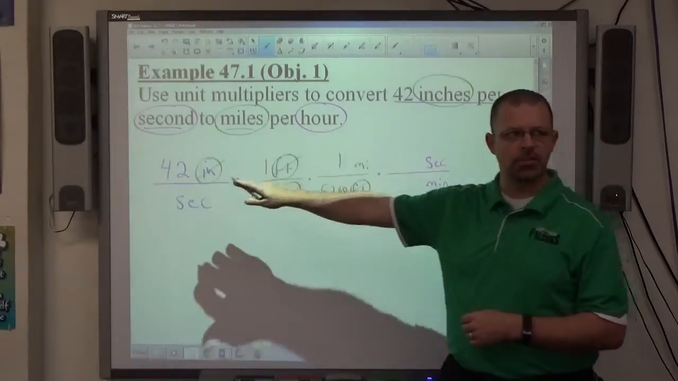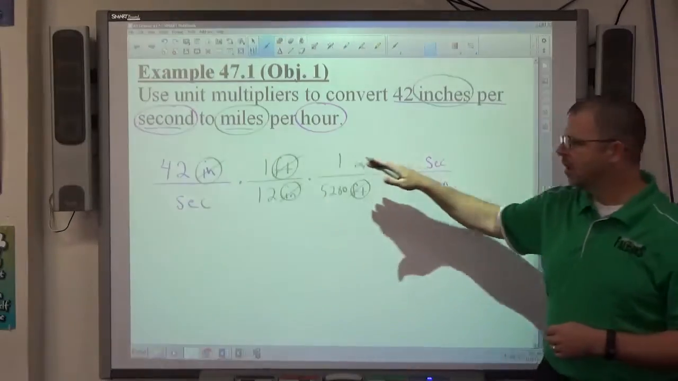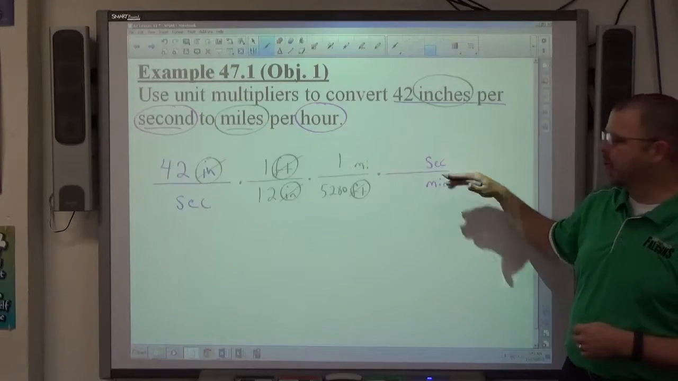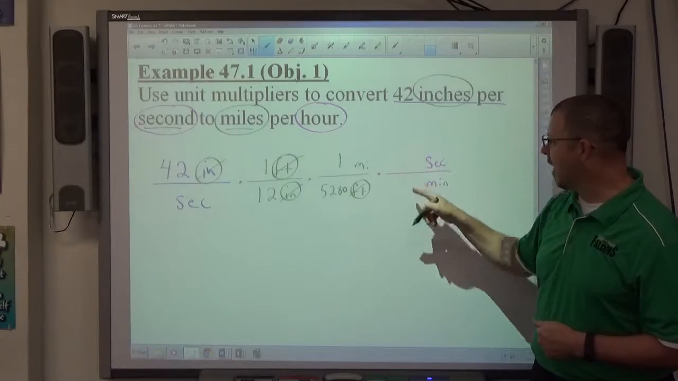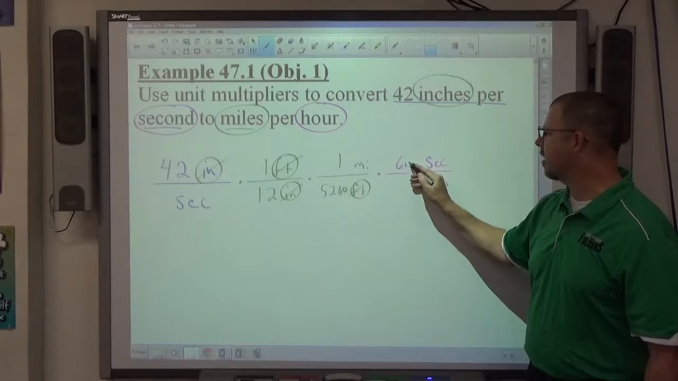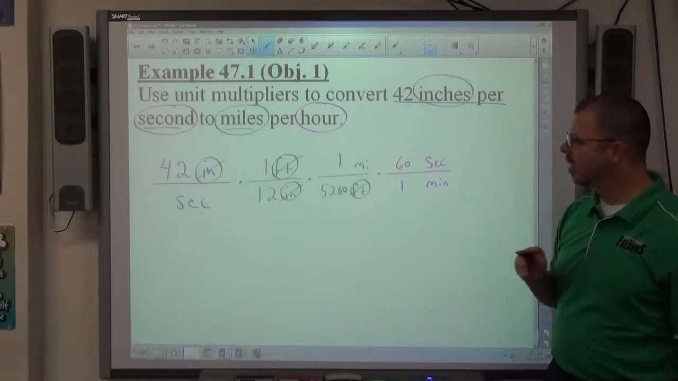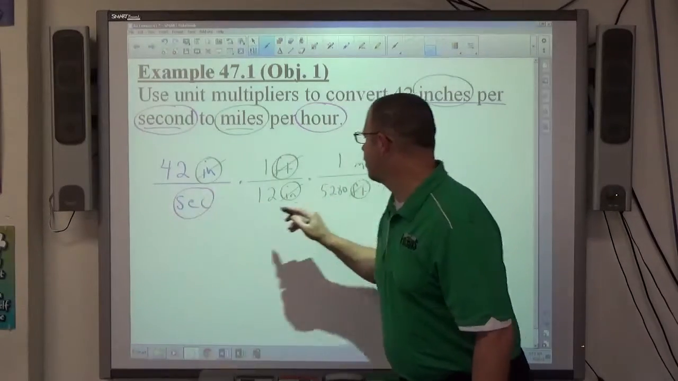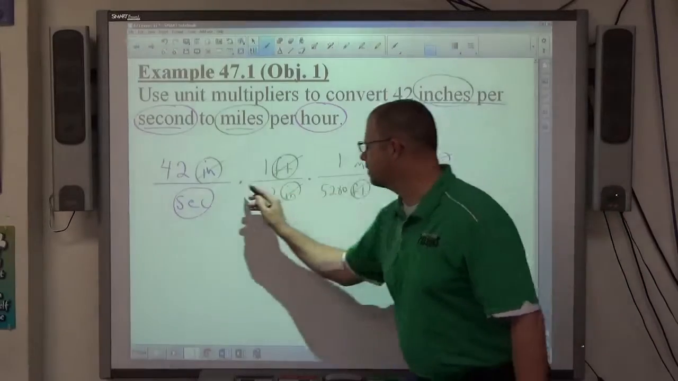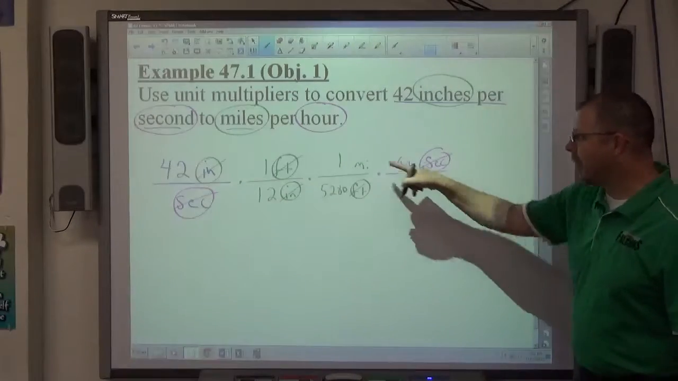Again, the position of seconds to begin with is on the bottom. The unit of seconds goes on top here for cancellation. The true fact about seconds and minutes is 60 seconds and 1 minute are equivalent to each other. The unit of seconds on the bottom cancels the unit of seconds on top. And now I'm at miles per minute.